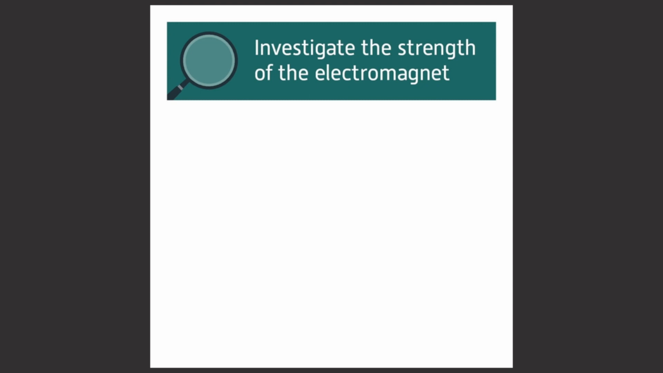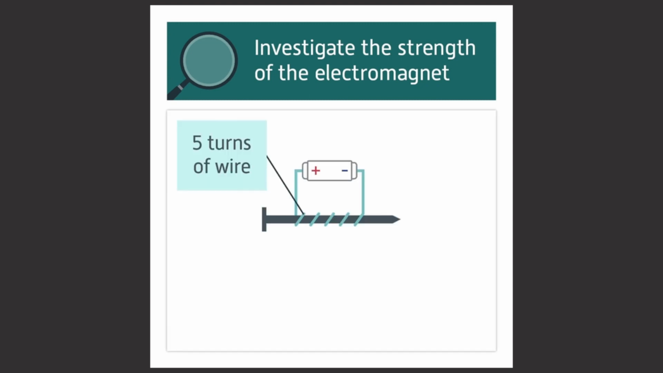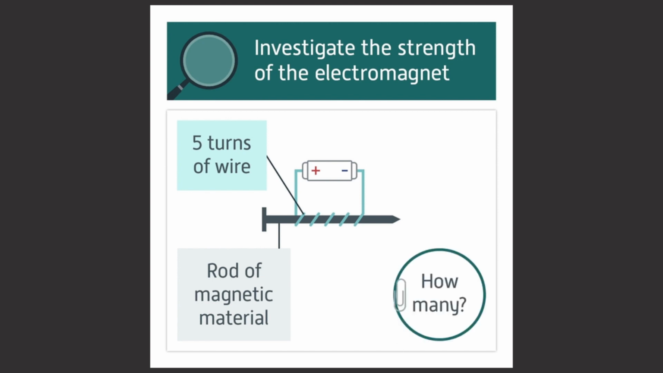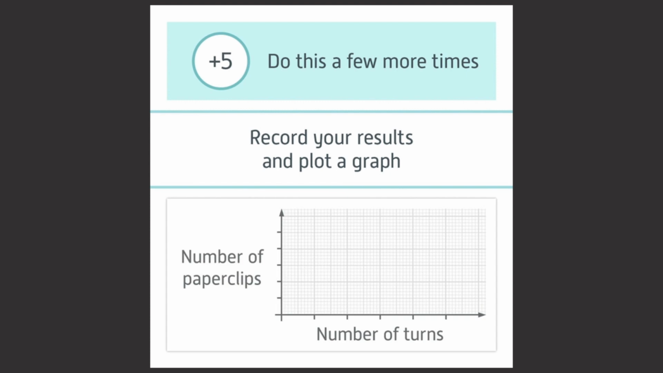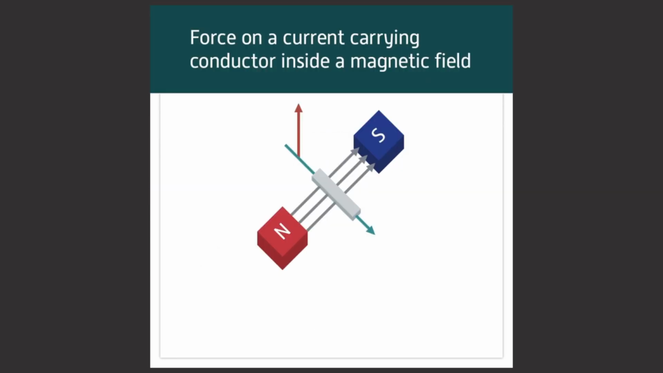You can investigate the strength of the electromagnet made in this way by putting 5 turns of wire around a rod of a magnetic material, such as a nail. You can then test how many paper clips, end to end, it will pick up. Add another 5 coils and test how many more paper clips it will attract. Do this a few more times. Record your results and plot a graph with the number of turns on the x-axis and the number of paper clips on the y-axis. Now let's look at force on a current-carrying conductor.